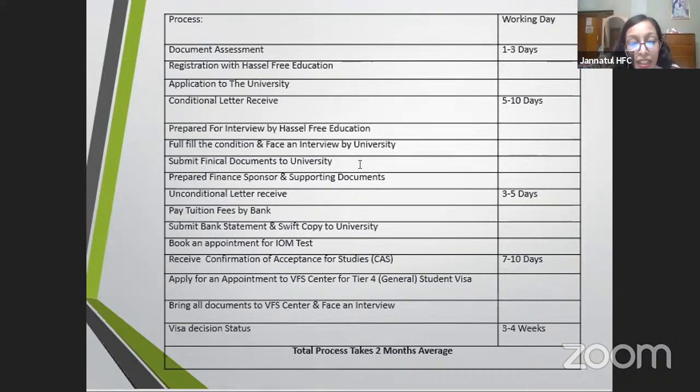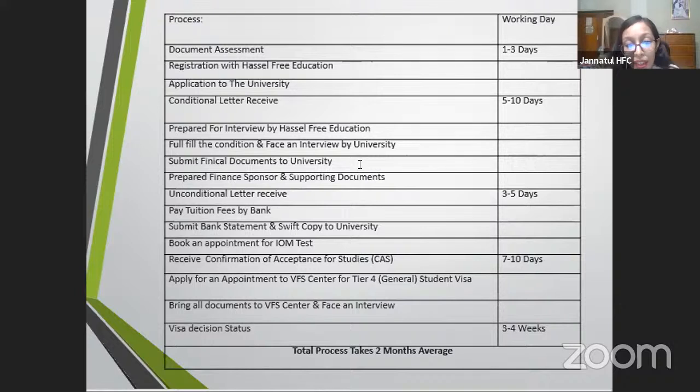After getting the unconditional offer letter, you need to pay your initial tuition fees by bank, and you need to show your bank statement and also your medical appointment letter. After that, we will apply for your CAS letter.